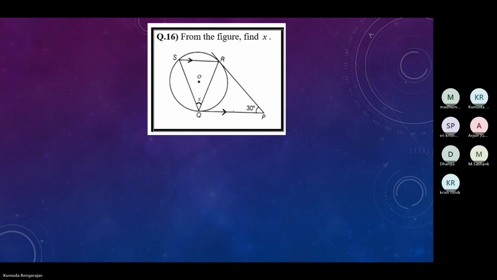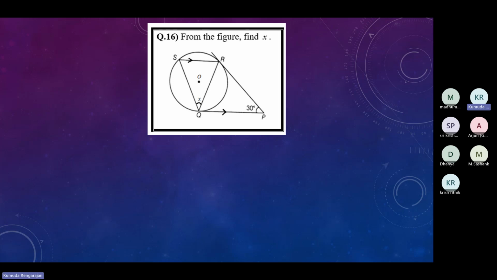To answer numerical questions from this chapter, circles, you need to have all the theorems in your mind, mostly 9th standard. What we just learned in this session is angles in the alternate segment of a circle are equal. The rest of it are all of 9th standard. Angle at the center is double the angle on the circumference. Angle in a semicircle is a right angle.